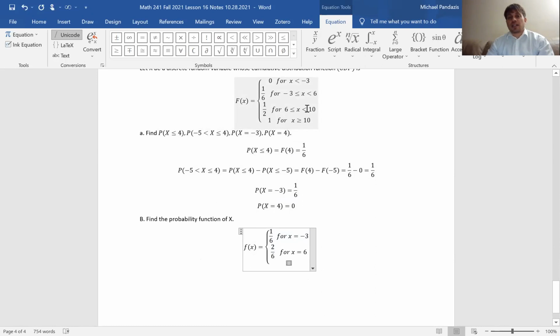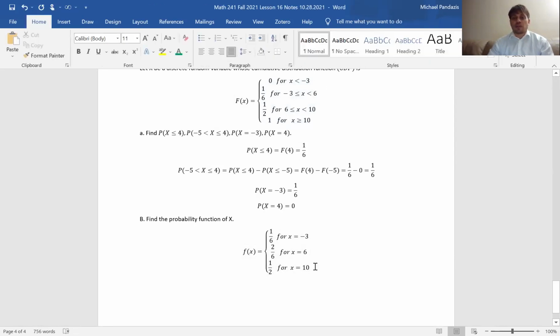And then when x equals 10, there's another jump from 1/2 to 1, which means the probability is 1/2 for x equals 10. So the jump is at x equals -3 from 0 to 1/6. Another jump at x equals 6 from 1/6 to 1/2. And another jump at x equals 10 from 1/2 to 1. And it stays 1 forever onward. There are no more jumps and no more x values with positive probability. And so that is the probability function of capital X. Okay, and so that's part B of that example. And that is the end of chapter 4.